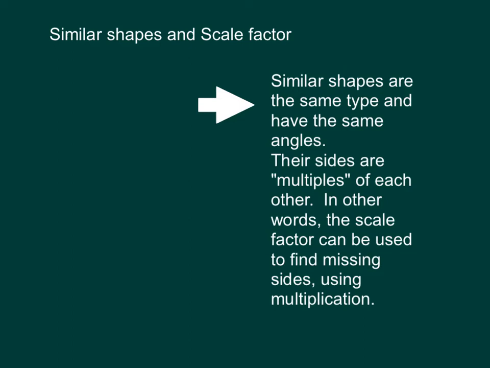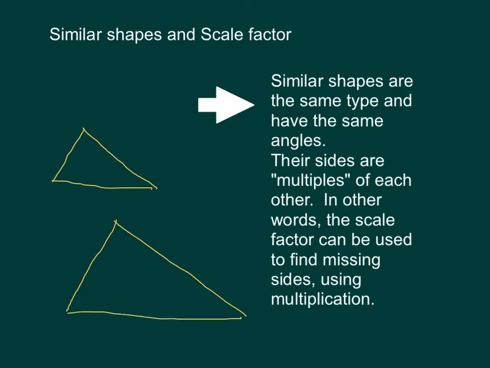I'd like to talk to you about similar shapes and scale factor. Similar shapes are the same type and have the same angles. So if I have two triangles that are similar, first of all, they have to both be triangles. Second of all, their angles have to be the same. So if I have two obtuse triangles, they both have to be obtuse. And so their angles have to match up so they're the same type of triangle.